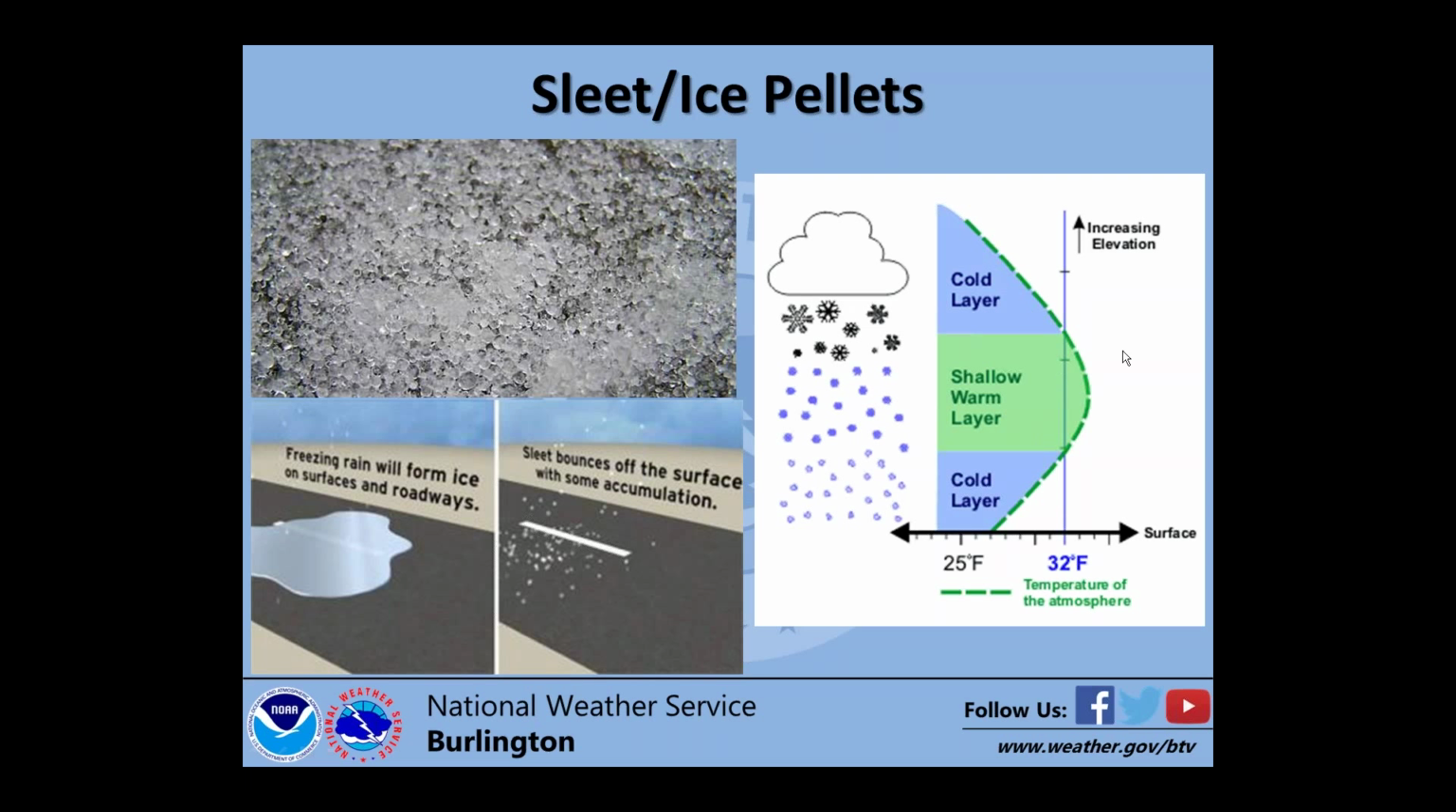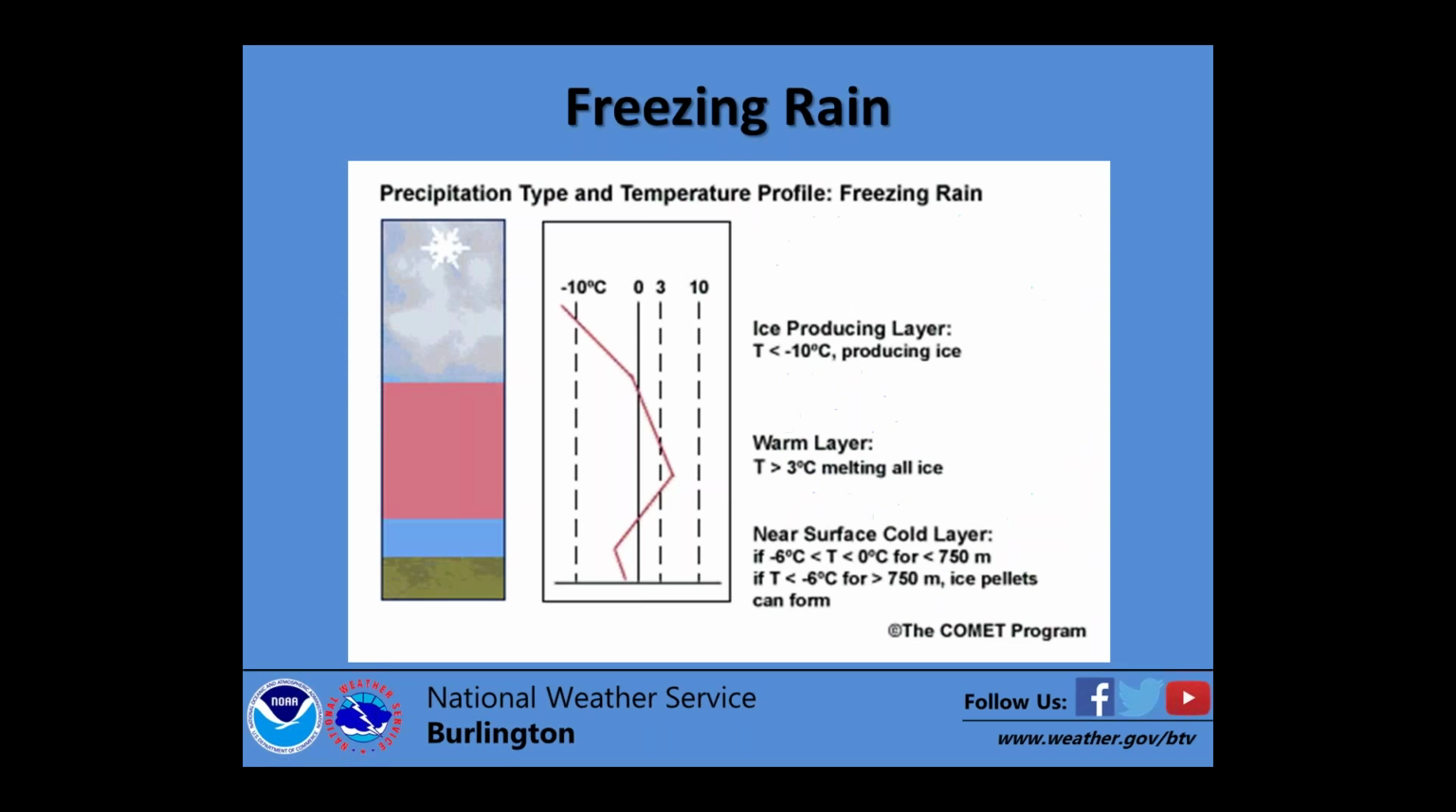And for those interested, when the temperature, which is again that green dash line, goes above the freezing mark in this column of air, we call that a warm nose. So if you're ever reading our area forecast discussions and you hear that, you'll know what we're talking about. Now on to freezing rain.